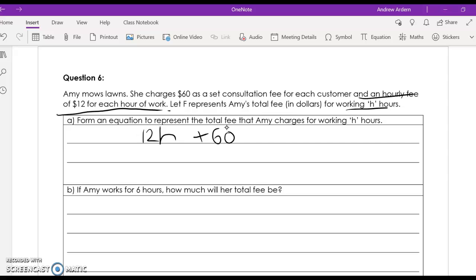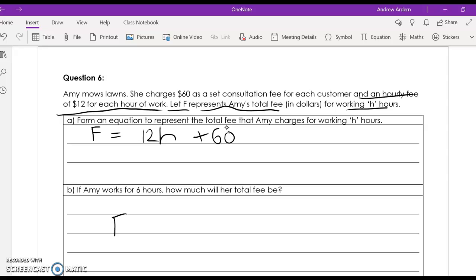And that will be what F is equal to, the total cost. F represents Amy's total fee. So F equals $12 per hour multiplied by h, plus 60 was the fixed cost.